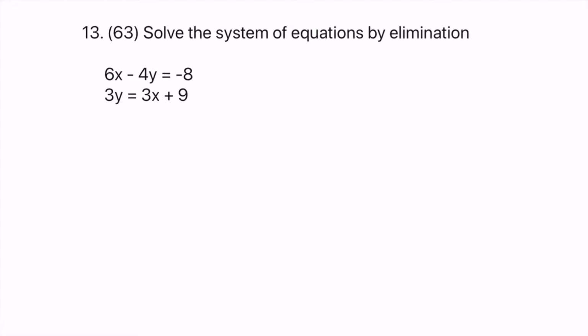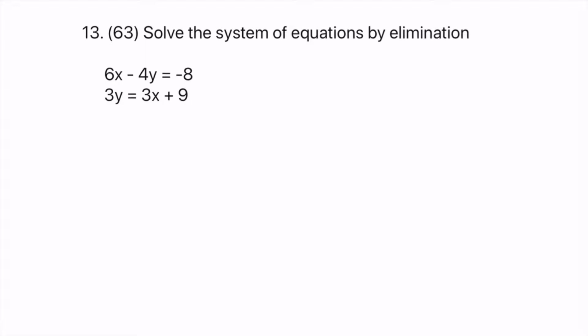Solve the system of equations by elimination. Now remember, with elimination, you're trying to cancel out either the x's or the y's first. So that means they need to be lined up, so both equations need to be written in the same order. If you look, our first one, we have x and then y and then our constant, but on the bottom we have y equals x plus 9. So I'm going to rearrange these.